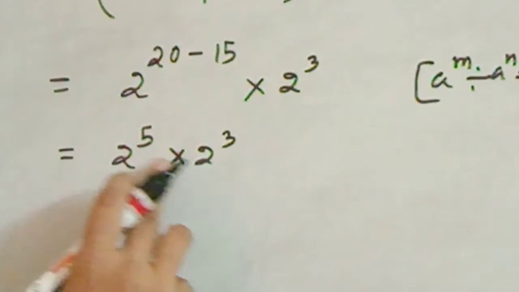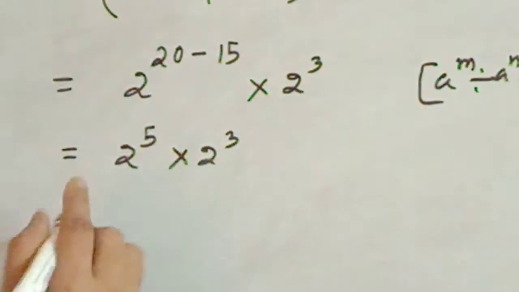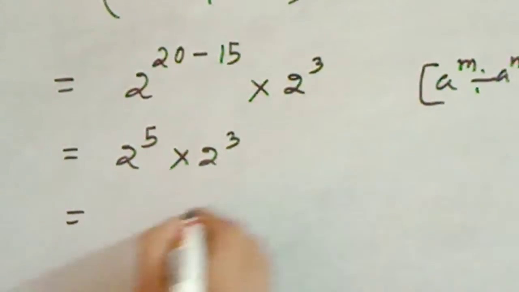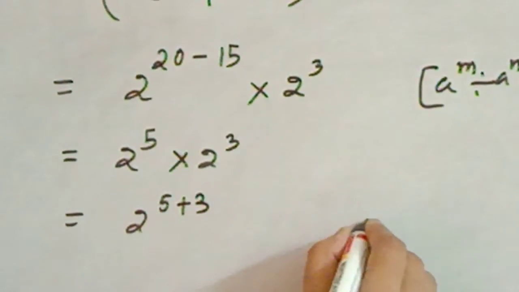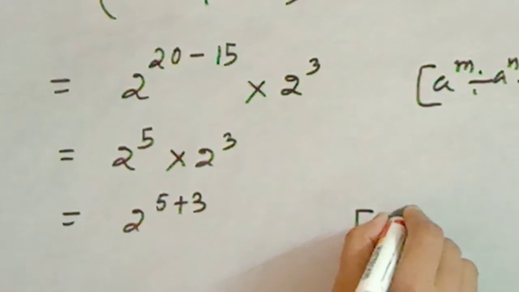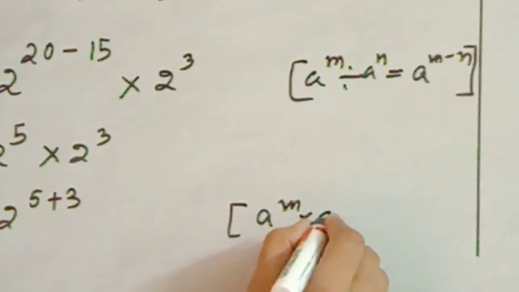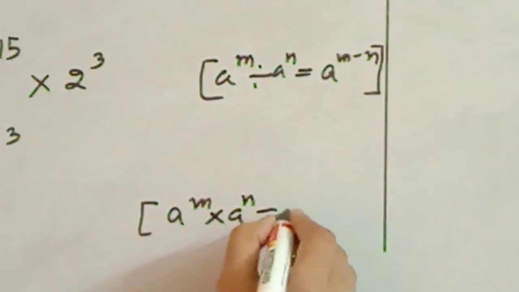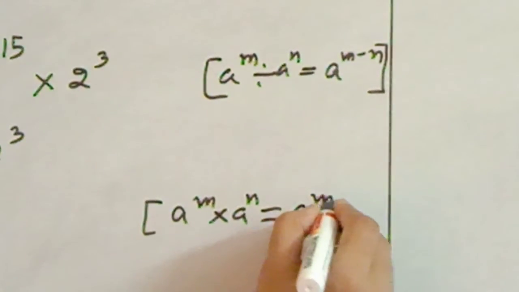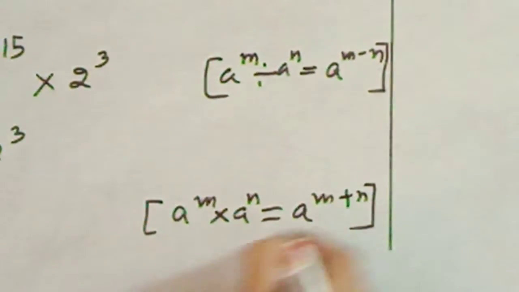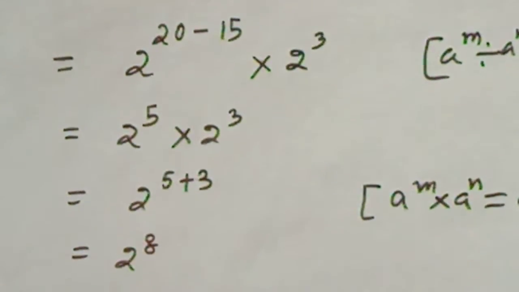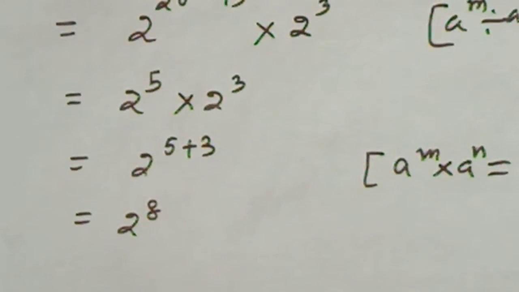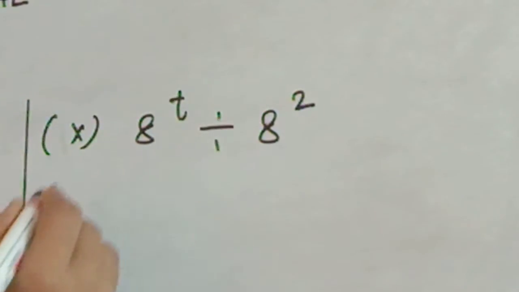Now bases are same, powers are different, multiplication sign, so what law will you use now? 2 to the power 5 plus 3, as a to the power m into a to the power n is there, you have to find the value, then m plus n. So the result is 2 to the power 8. Understood? Next sum is question number 10.